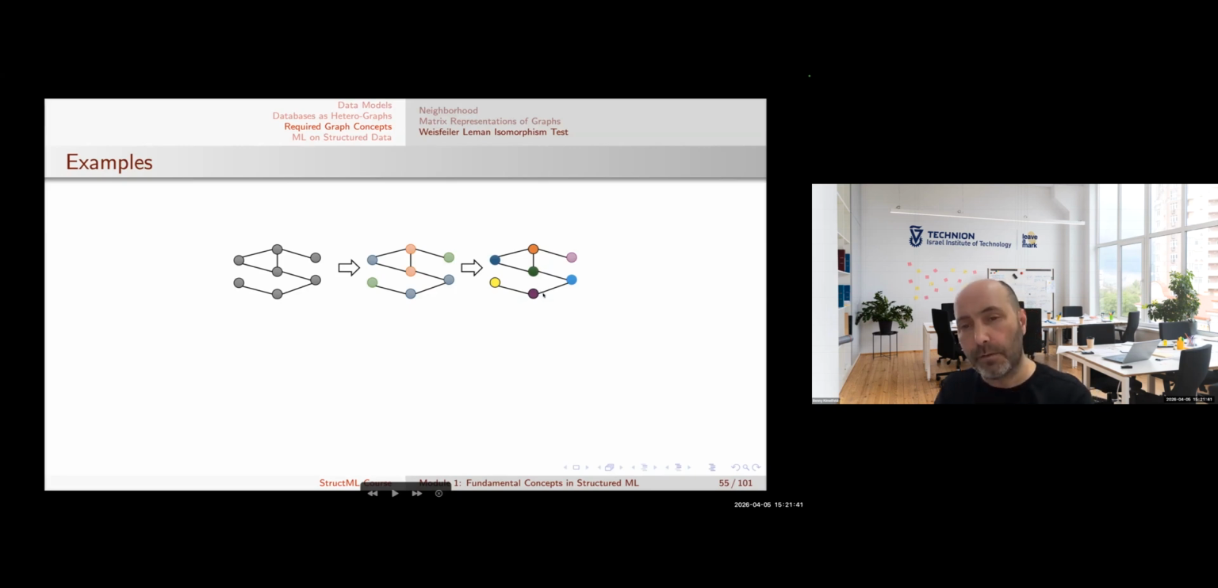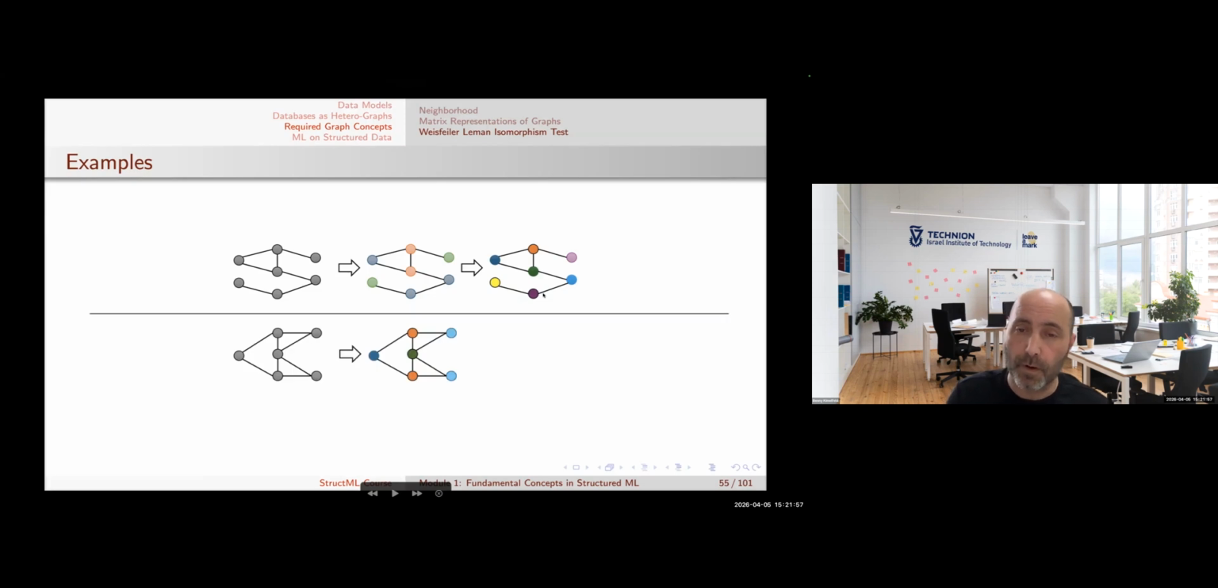Now, if we continue with a graph where all nodes have different colors, we'll continue to get a graph where all the nodes have different colors, which is equivalent to what we started with. So basically, the algorithm will stop at this point, realizing that the next coloring will be the same or equivalent to the current coloring. And here is another execution of the algorithm.